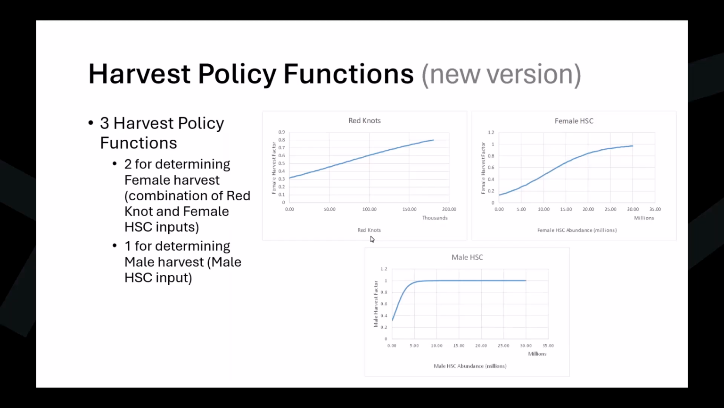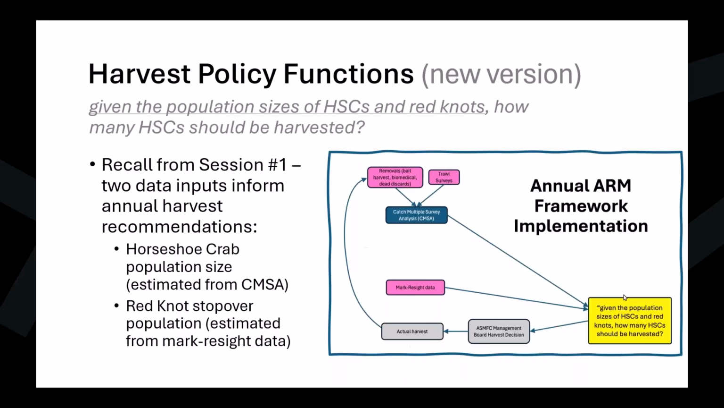We're not showing exactly how those get combined. We'll talk about that later, but they get combined, and they together determine the recommendation for female horseshoe crab harvest. Okay, so those were the harvest factor functions. Those are critical to building the harvest policy functions, but they're subtly different here, as we'll see.